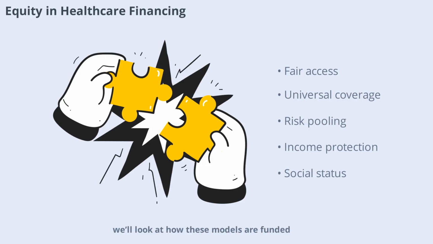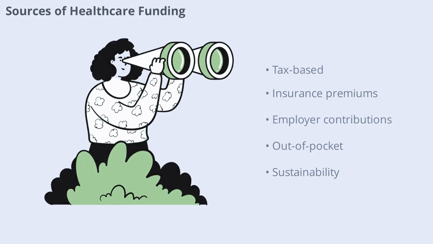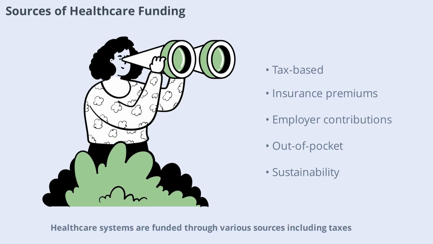Next, we'll look at how these models are funded. Healthcare systems are funded through various sources, including taxes, insurance premiums, employer contributions, and out-of-pocket payments. The mix of funding sources affects the sustainability and equity of the system. For example, tax-based systems rely on government revenue, while insurance-based models depend on contributions from workers and employers. Out-of-pocket systems place the burden directly on individuals. Understanding funding sources helps explain the strengths and weaknesses of each model.